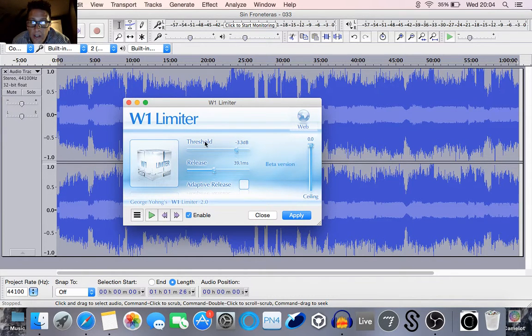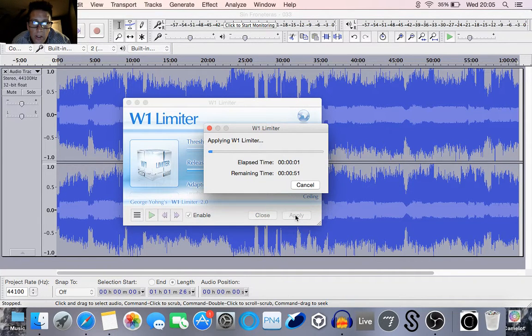And again, this is the big deal here. What threshold do you want to set? It does take a bit of trial and error. It all depends on how your waveform is going into this. But let's just see what happens when we use that 3.3. In fact, I'd say we probably go a touch more. Let's leave it at 3.5. Apply that. It'll go off and do its thing.